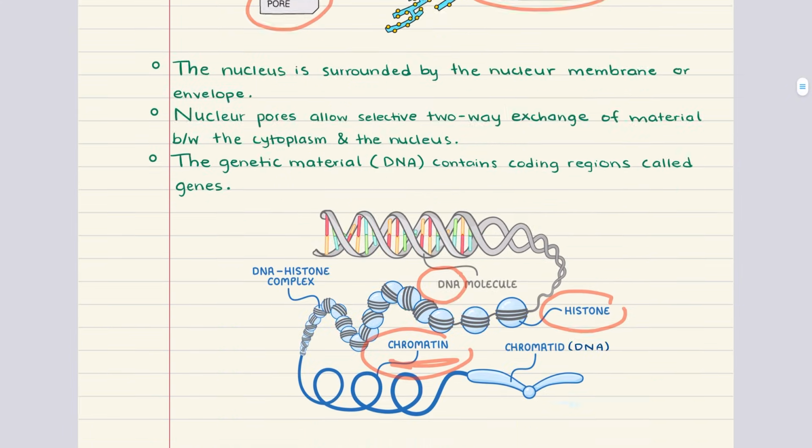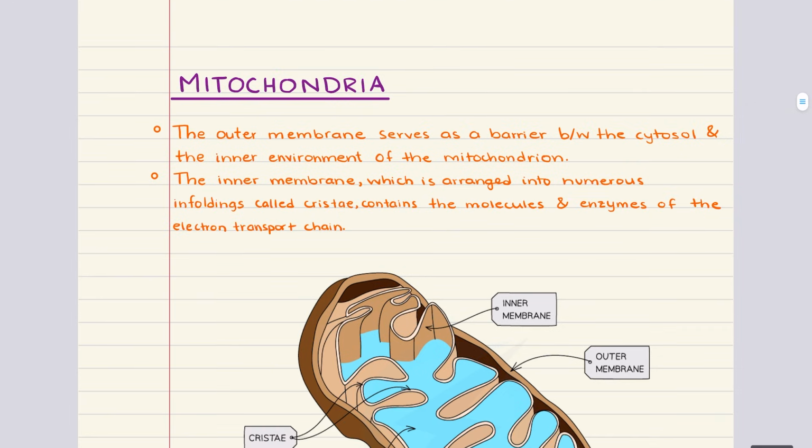Next, we want to cover mitochondria. These organelles are best known as the powerhouses of the cell, and that's because they're the primary site of ATP production. But beyond energy generation, mitochondria also have several unique structural and genetic features that make them especially important to understand.